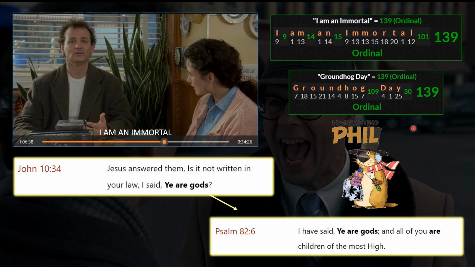And we learn here in the Bible, both in the Old Testament and the New Testament, that we are gods. Jesus here is about to get stoned, and he says to the people who are going to stone him, "Is it not written in your law, I said you are gods?" And he's referring to the law being the Torah or the Old Testament, and what he's actually referencing is Psalms 82:6, where it says, "I have said you are gods, and all of you are children of the Most High."